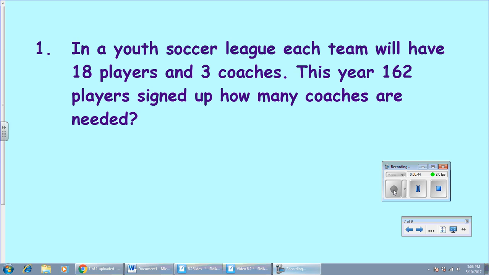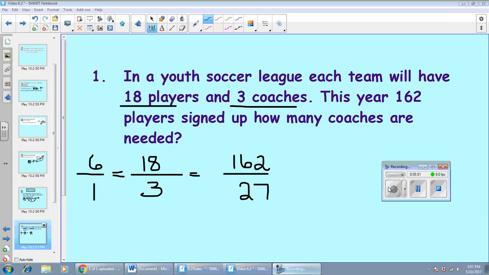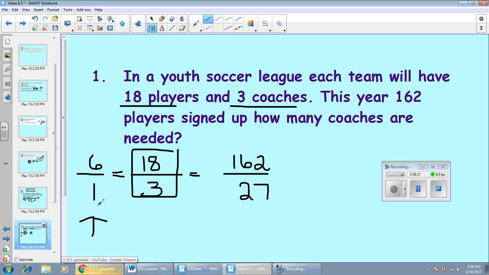Okay, take a minute to read this question, set up the ratio, and then find the unit rate. All right, so this question could be a little tricky at first because the original ratio is 18 players to 3 coaches. So something I always do is if they don't give me the unit rate at first, or they don't want me to find the unit rate, but they want me to find out how many coaches per 162 players, I actually found how many players it would be for one coach. So if it's 18 players for 3 coaches, I know it would be 6 players to 1 coach.